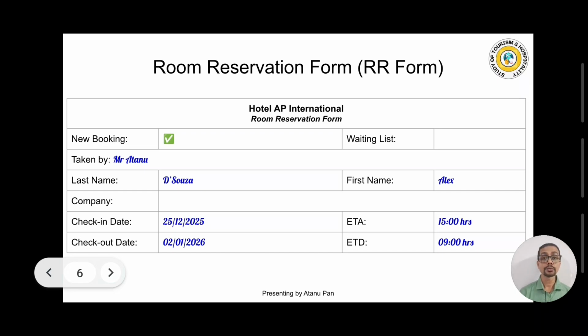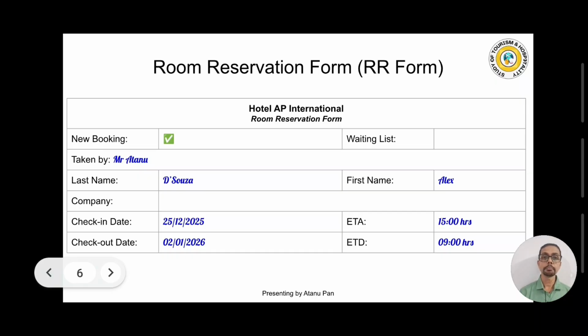Next is taken by. Taken by means who is the reservation agent, who is taking the reservation, that particular person's name will be there. So I wrote my name here, and next is the last name and first name of the guest. Assume the guest name is Alex D'Souza, so here I wrote the last name D'Souza and the first name Alex.